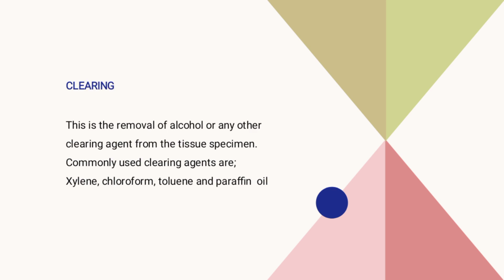The next process is clearing, and clearing is the removal of alcohol or any other dehydrating agent from the tissue specimen. The commonly used clearing agents are xylene, chloroform, toluene, and paraffin oil. The alcohol used to remove water in the dehydration process must also be removed here to facilitate the next process. So here we use xylene, toluene, or chloroform.